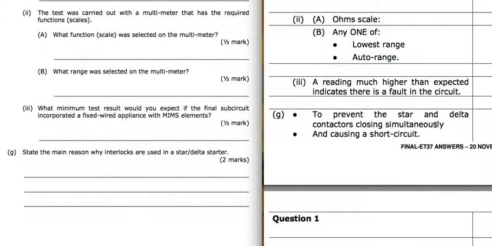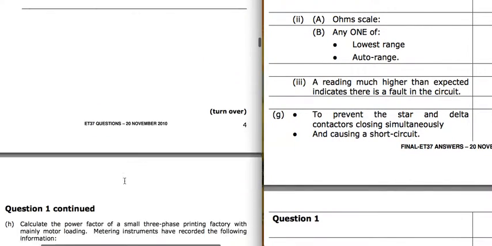So there's G, to prevent the star and delta contacts closing simultaneously and causing a short circuit. So we have that interlocked to stop that happening.